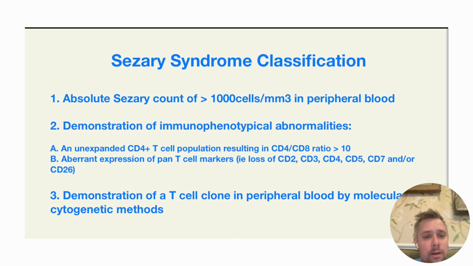Then you want to demonstrate immunophenotypical abnormalities, and this can be one or the other. You might see an expanded CD4 T cell population, which will result in a CD4 CD8 ratio of greater than 10, or you might see aberrant expression of the pan T cell markers. So you might get loss of CD2, 3, 4, 5, 7, or CD26. And then finally, you want to be able to demonstrate a T cell clone in the peripheral blood by molecular cytogenetic methods. So I just thought I'd mention that very briefly, but I'll finish my talk now.